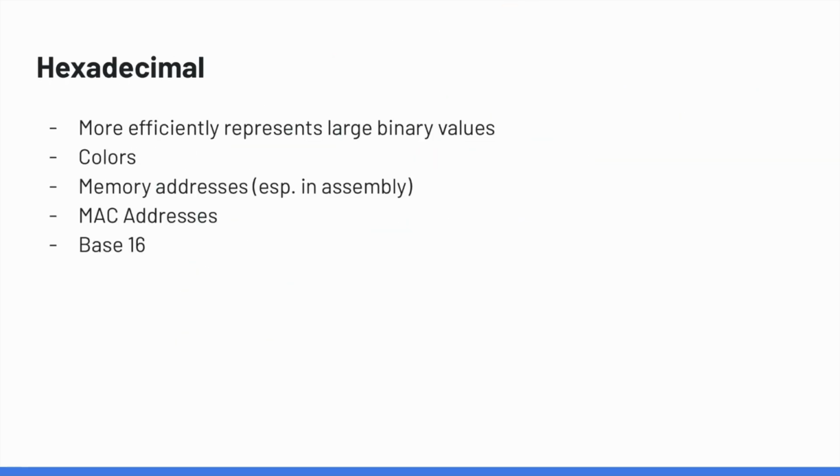Okay, so now the next type of number form that we need to learn about is hexadecimal. And while denary was base 10 and binary was base 2, hexadecimal is base 16. And hexadecimal is used to more efficiently represent large binary values. And that's because each hexadecimal digit is worth 4 binary values, right? So think about it. Hexadecimal is base 16, binary is base 2, 2 to the power of 4 equals 16. So for example, if we have a particular set of binary values like this, it can be represented by 1 hexadecimal digit.